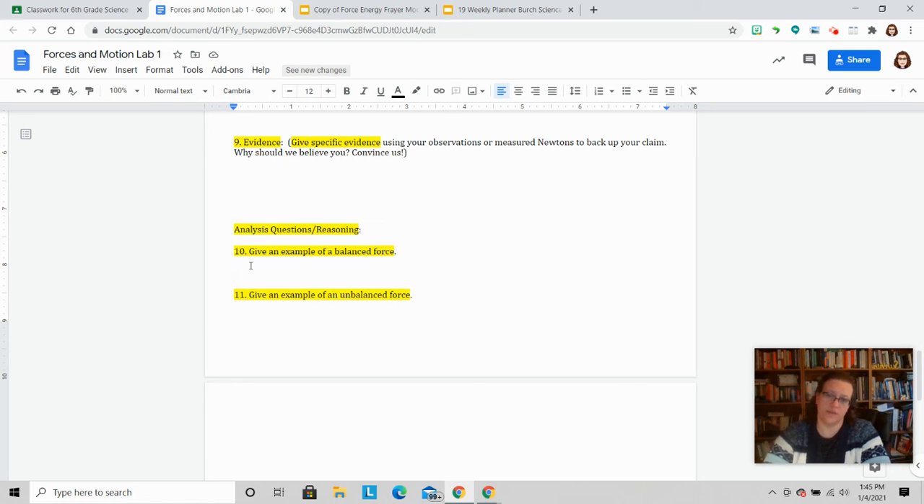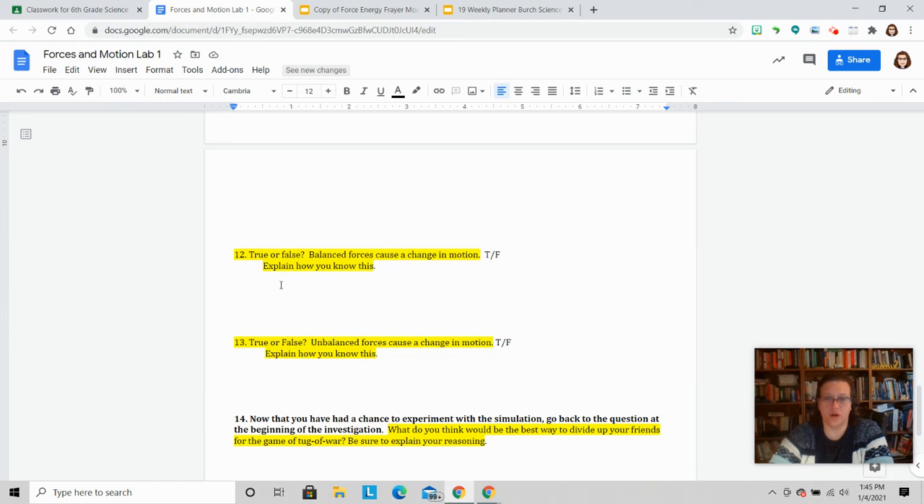Same thing with number 11. If you want to use an example from the simulation, you can. If you want to use a real life example, you can. Remember, these are examples, not definitions. So you can say because, this is an example of a balanced force, and tell me, and then say because, and then tell me the definition. But these 2 questions are looking for examples.